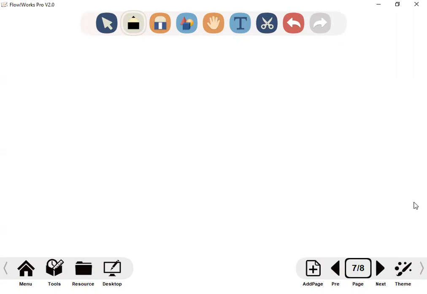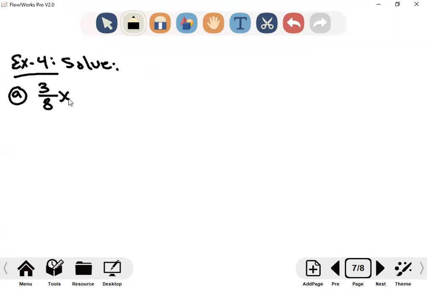Example 4, we have to solve this equation. We have two equations. Part A, 3 over 8x equals 9 over 4, right? Focus, please.